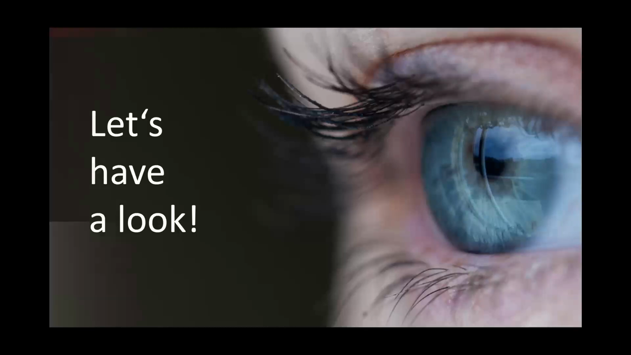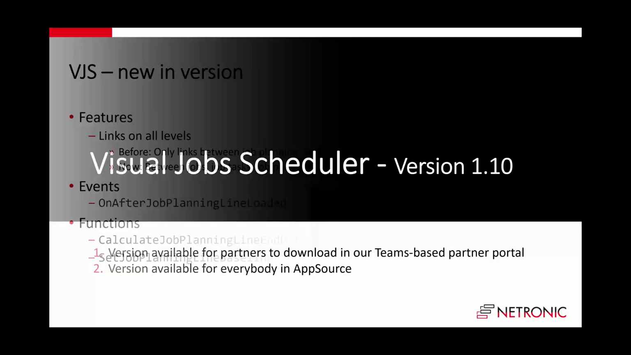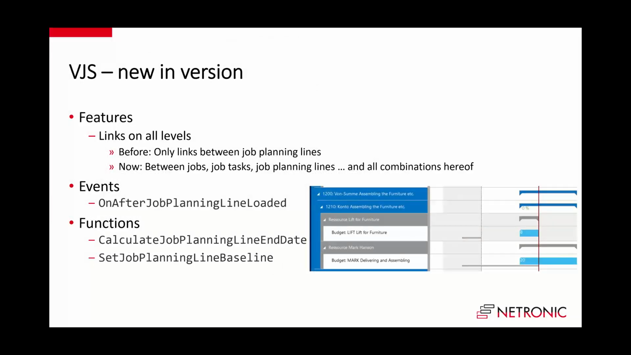So with this, I want to switch from the visual production scheduler to the visual job scheduler. For the visual job scheduler, we actually also built a new feature, a quite big one actually. And this is a feature that we call the links on all levels.